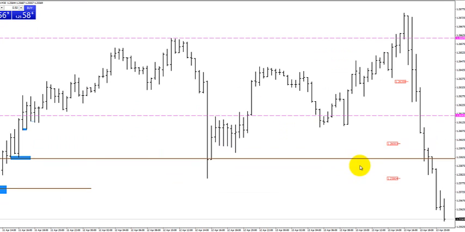And then psychological levels. You know that you can use these psychological levels as targets. This didn't really provide an opportunity for me to draw the fibs where I could say, okay, here's an A high, a B low, and a pullback.